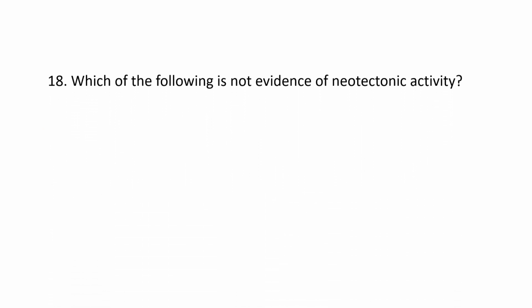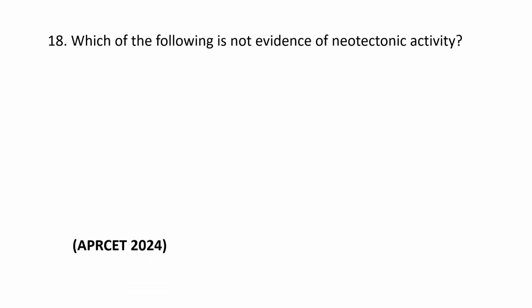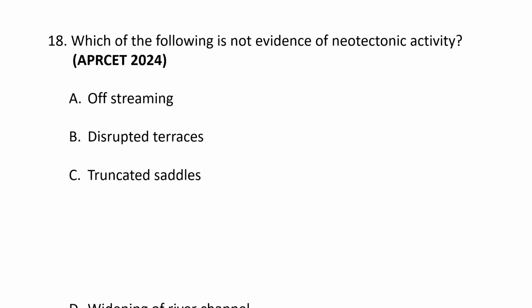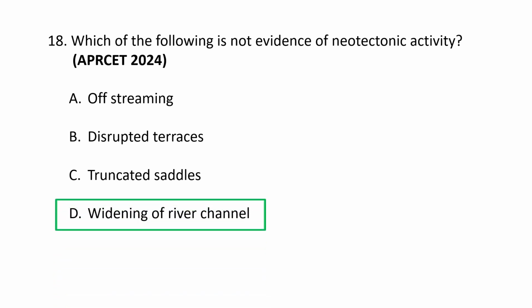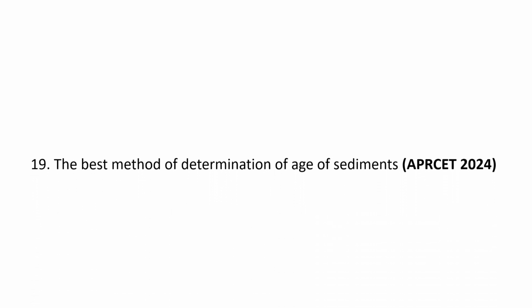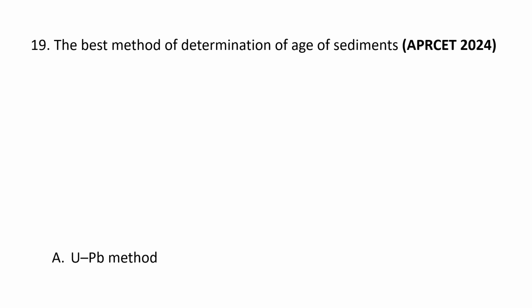Next question. Which of the following is not evidence of neotectonic activity? A. Off-streaming, B. Disrupted terraces, C. Truncated saddles, and D. Widening of river channel. The correct option goes as D. Widening of river channel. This is not the evidence of neotectonic activity.